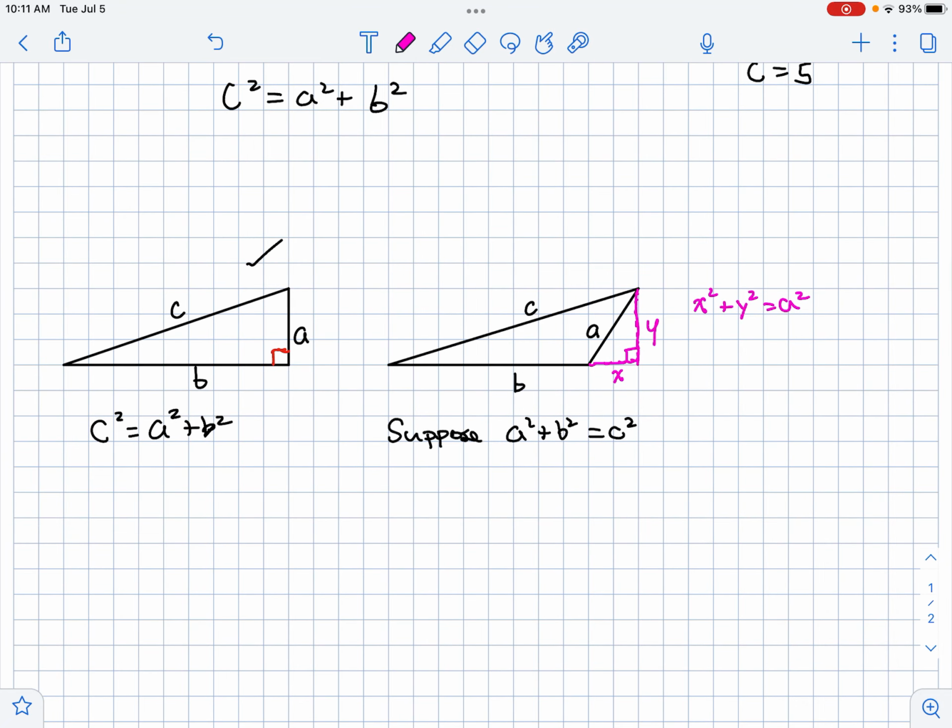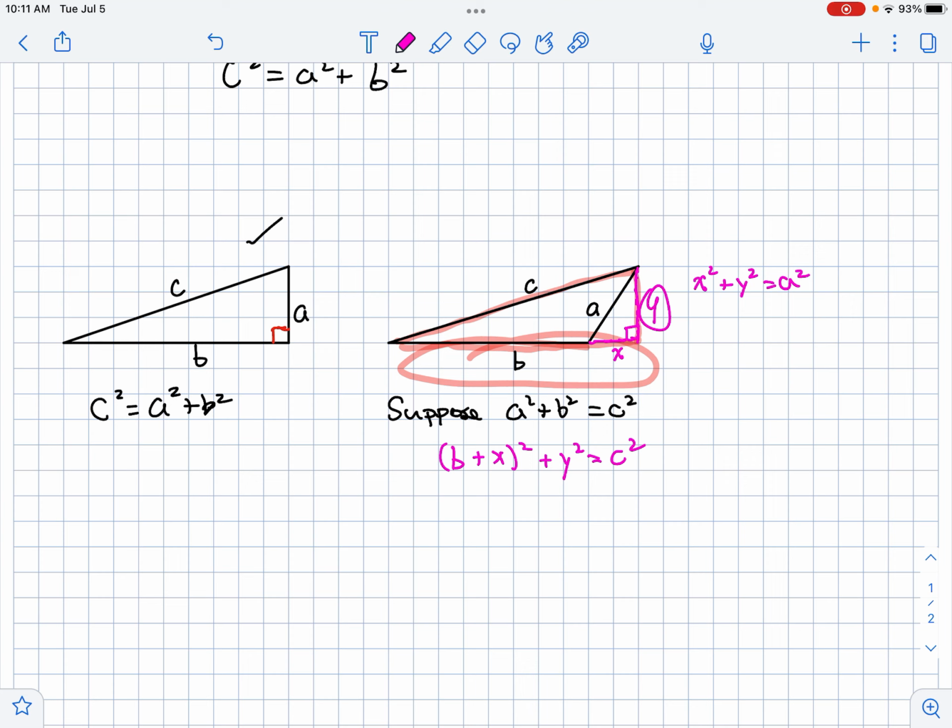Now, we also have a big triangle here. Look at this. This is a big right triangle, and we know that this side over here, which is b plus x, we know that b plus x squared plus y squared has got to equal c squared, because it's a right triangle. That for sure is true. Now let me multiply out this b plus x squared. Well, I get b plus x times b plus x plus y squared, and that's got to equal c squared. So if we multiply this, we get b squared plus bx plus another bx plus x squared, and then plus y squared equals c squared.